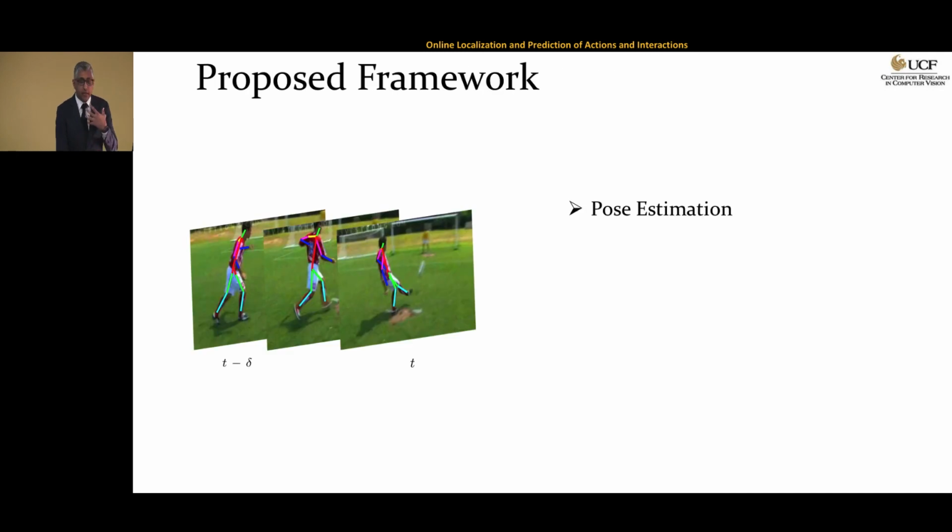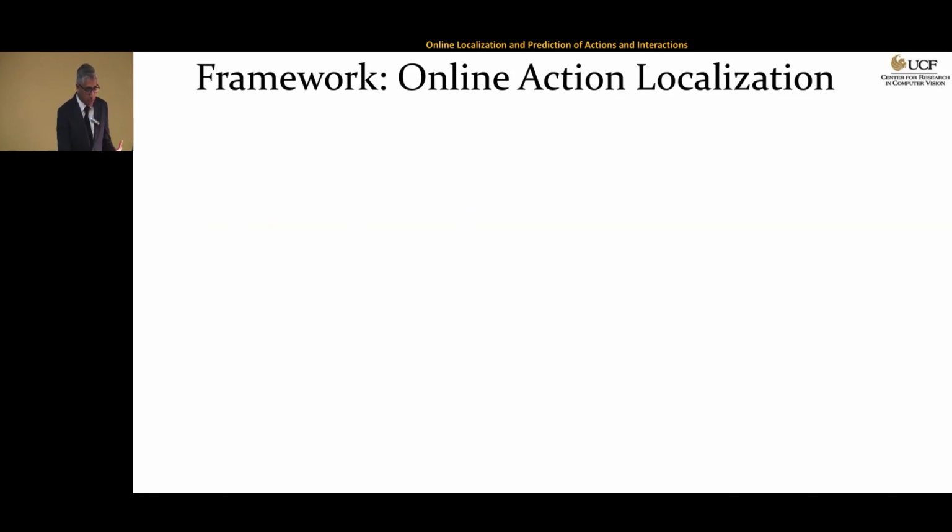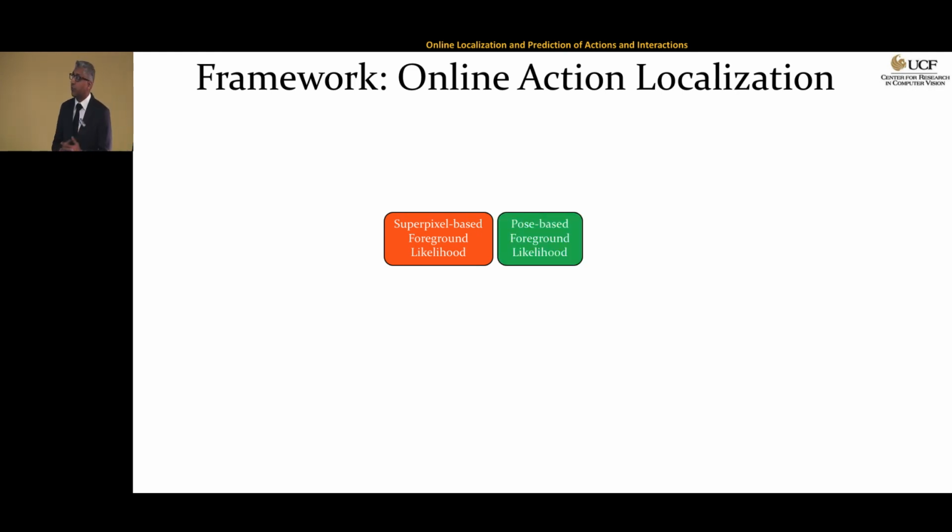So these poses can be some error sum. So the next step is to combine these two together. The first component of our approach is superpixel-based foreground likelihood, which is the way to estimate where the foreground is. Next is pose-based foreground likelihood, and then we combine these to come up with the location of the action. That's the goal, to tell where the action is at time t.